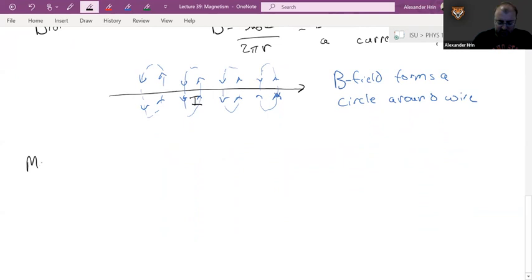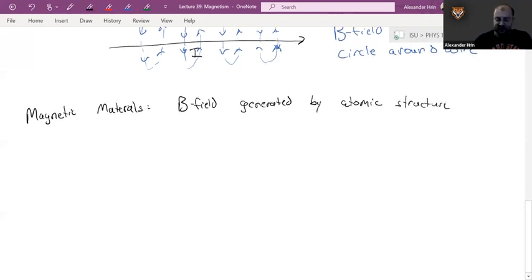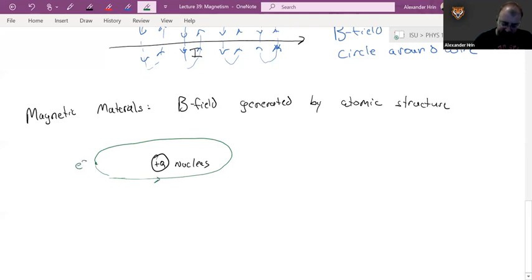Now, it turns out this also leads to what's going on in magnetic materials. Basically what you have is a B field generated by the atomic structure. I'm going to try and get into that a little bit, but not a whole lot. I'm just going to start with a simple model of an atom. So you have plus Q in your nucleus. You don't have your electrons embedded there, and we know this isn't quite how it works, but the way we can think about this is that you have your electron going around the nucleus like this.